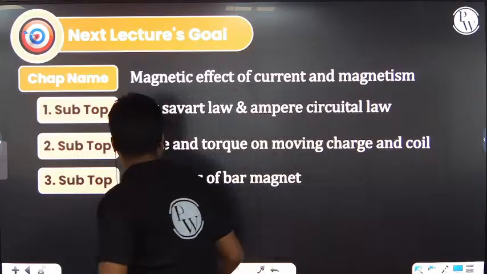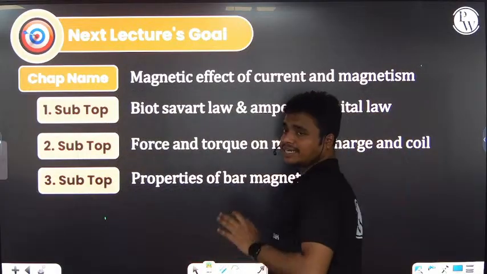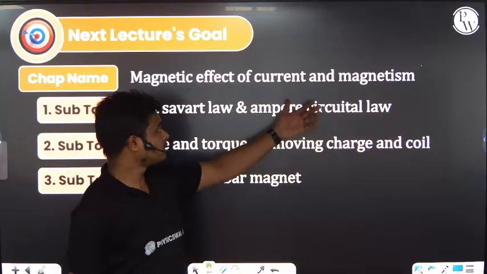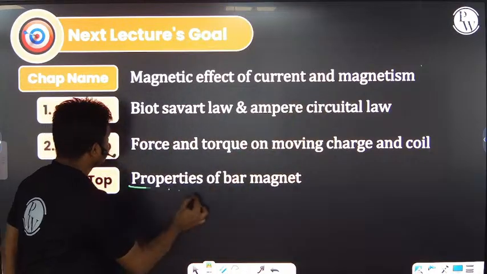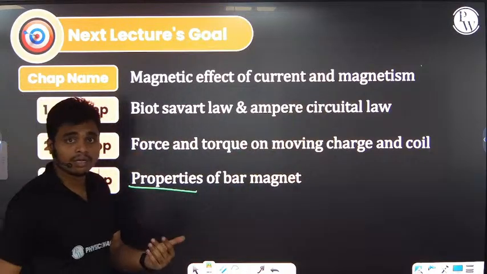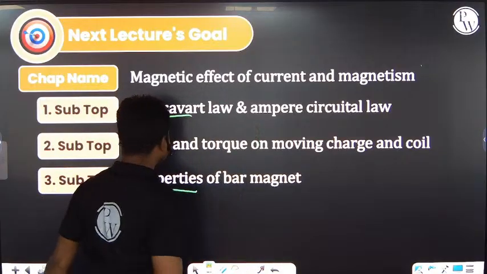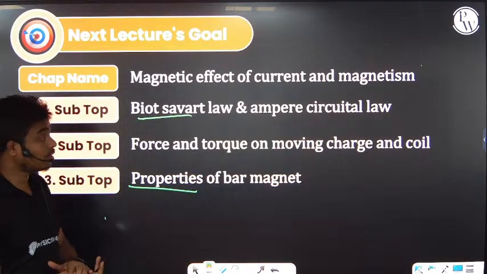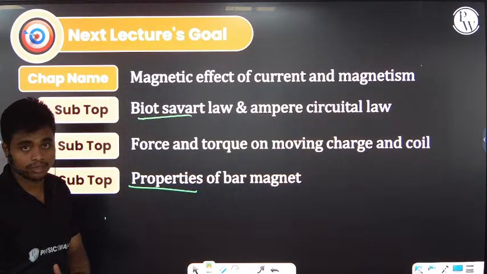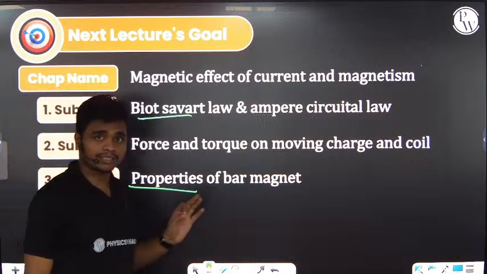Tomorrow we'll be coming with the chapter moving charges and magnetism, and some of the topics from the bar magnet as well. So tomorrow we'll discuss what is Biot-Savart law. We'll be using the Biot-Savart law and Ampere's law. Then also we have the force and torque on a moving charge and coil. Tomorrow's chapter, weightage wise, has good weightage.